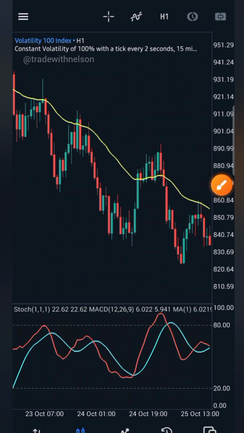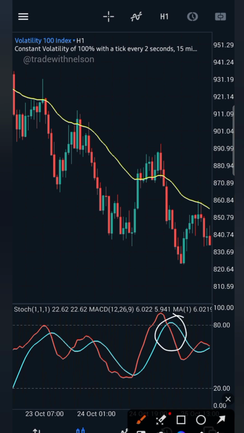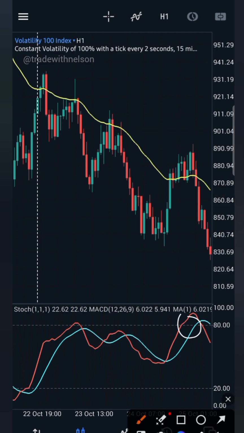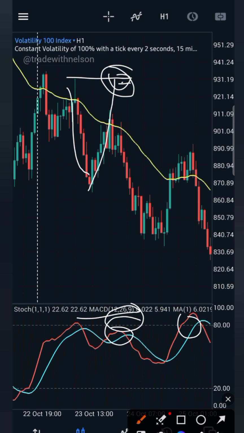So let's continue. This is a very nice one. You can see how the two of them enter into the 80 level. The reason why I said you should wait for both to enter is because you can have this, then another movement to the upside that takes out this high. But this movement now is pushing these two indicators into the 80 level.